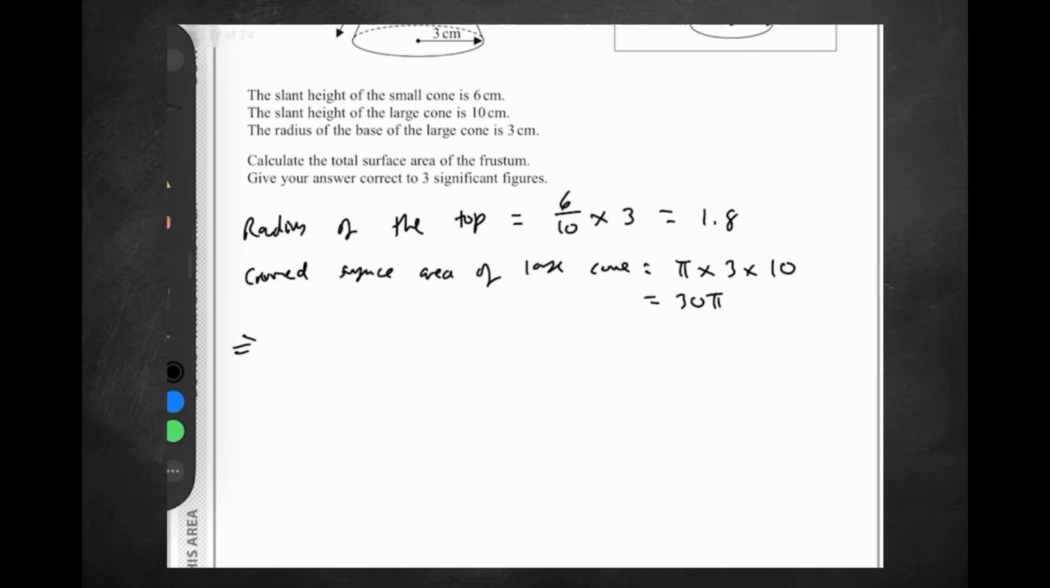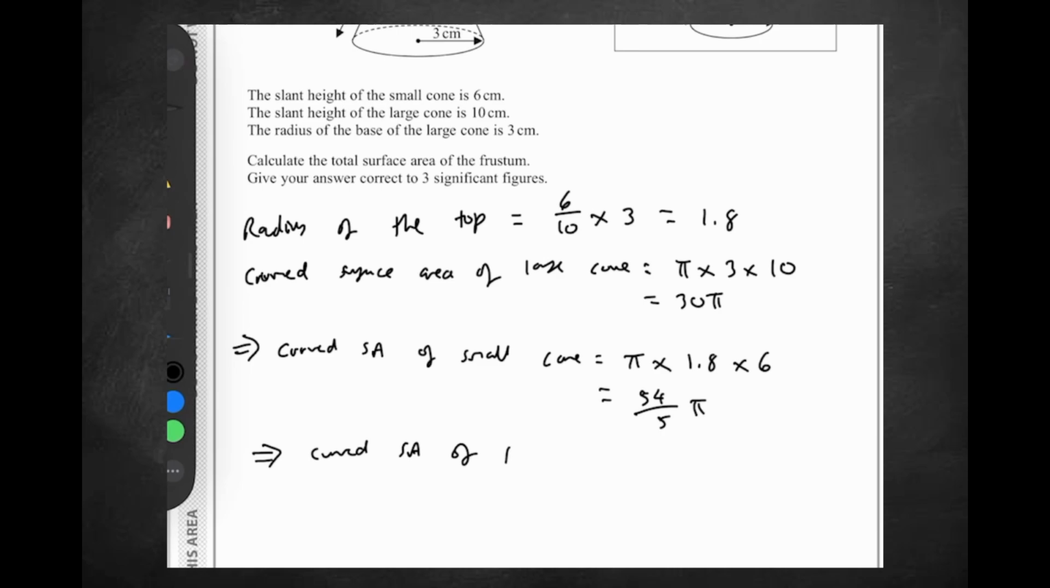Therefore, the curved surface area of the small cone is going to be pi times the radius, which we know is 1.8, times L, which we know is 6. Do that on my calculator. 1.8 times 6 is just 54 over 5 times pi. Therefore, the curved surface area of the frustum is going to be 30 pi minus 54 over 5 pi, which is just 96 over 5 pi.